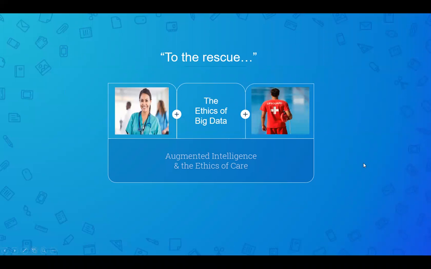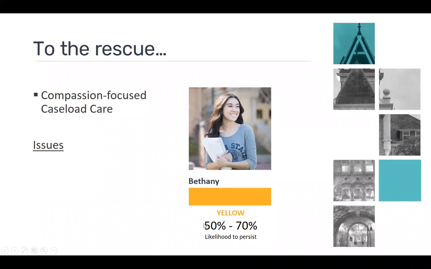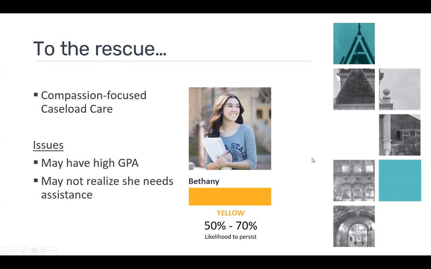So when we talk about this, we talk about going to the rescue. We use nursing examples in the training. We talk about the ethics of big data. We use lifeguarding examples. And we talk about augmented intelligence and the ethics of care. So Bethany, she may get flagged as yellow, 50 to 70% likely to persist, but she may have a high GPA. And therefore we may not have caught this if we were only relying on GPA, because all the issues that a student can face that cause academic difficulty may be outside of the signal of grade. She may not even realize she needs assistance.